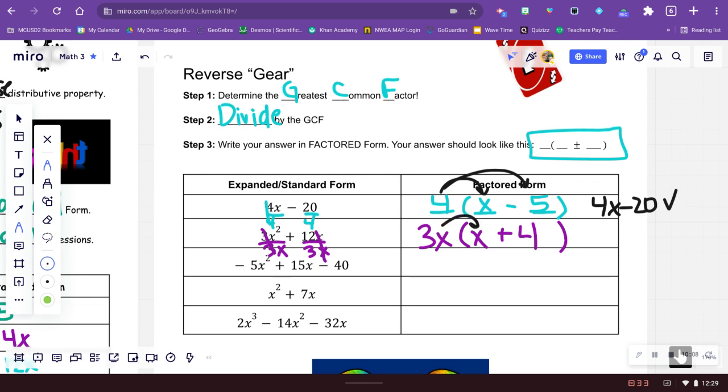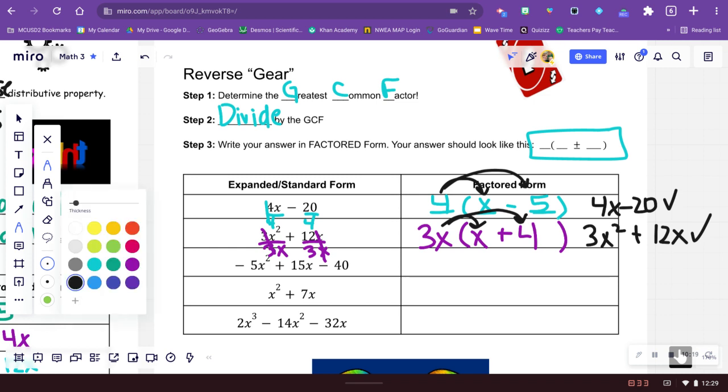Checking my answer, 3x squared, and 3x times 4 is 12x. So that looks good. Moving right along to the third example.